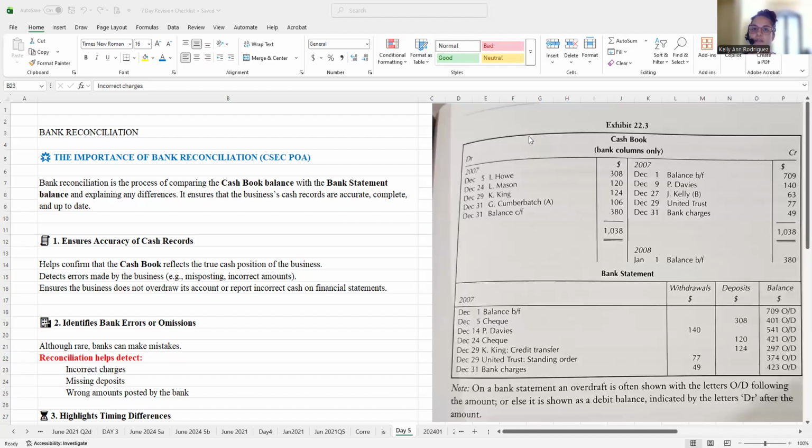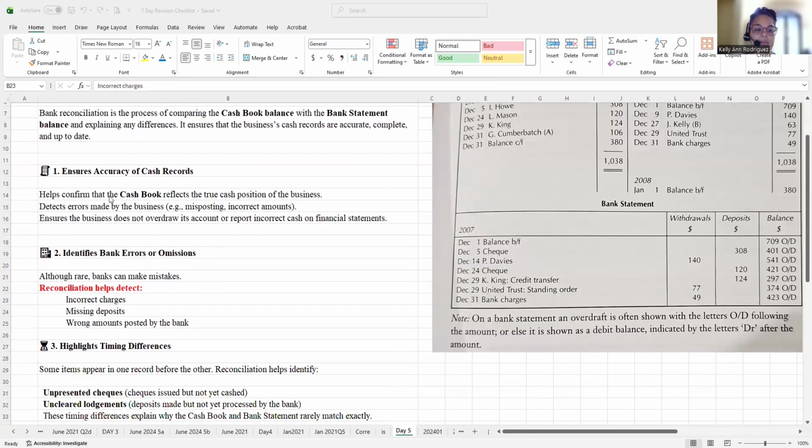So hence the reason there will always be something happening between your cash book balance and your bank statement balance that will make a difference between both books. So your reconciliation is used to ensure that there is accuracy of your cash records, right? It helps confirm that the cash book reflects the true cash position. And why should the cash book reflect the true cash position? It's because it should have the daily activities that are coming in.